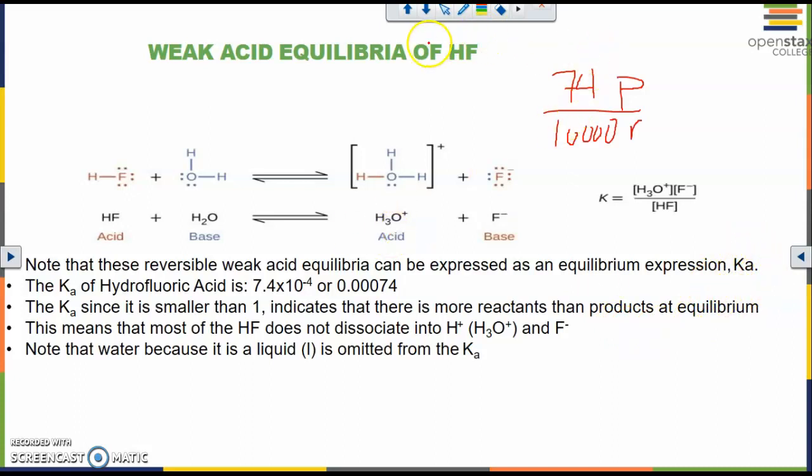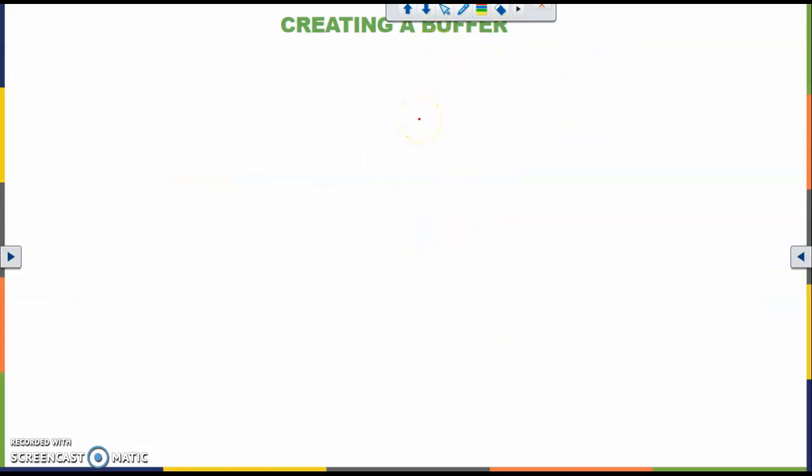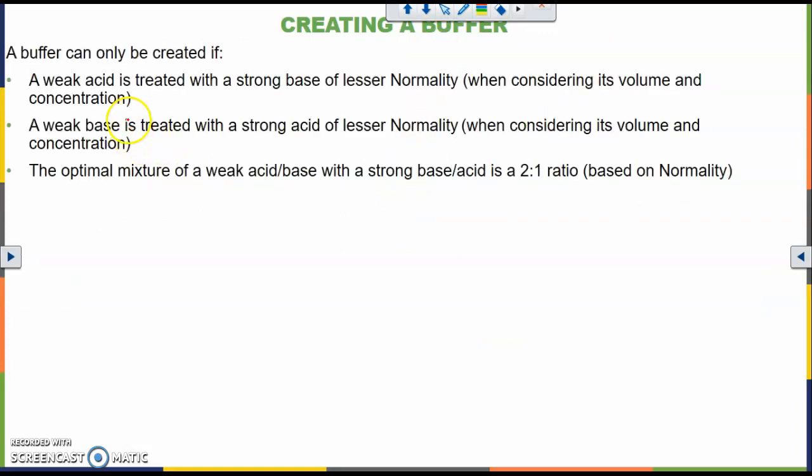Okay, now why is this very, very important? Because this is how you create a buffer. The way you create a buffer is you have a weak acid, so hydrofluoric acid is a weak acid, and you treat it with a strong base, or vice versa. You get a weak base and you treat it with a strong acid. Here's the rule. You cannot, in this case, add equimolar, meaning the same molarity or the same normality, of a strong base with a weak acid.